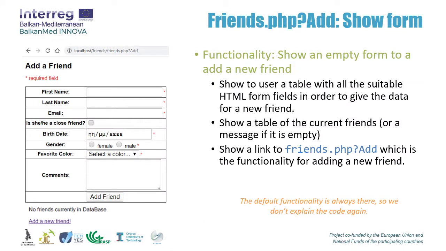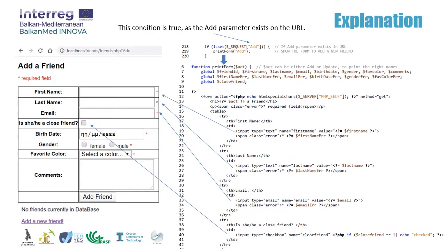When add appears in the URL as a parameter, the PHP script shows the user a table with all the suitable HTML form fields in order to give the data for a new friend. Let's go through the code and explain it. The condition in line 218 is true, as the add parameter exists in the URL. So the script calls the print form function.